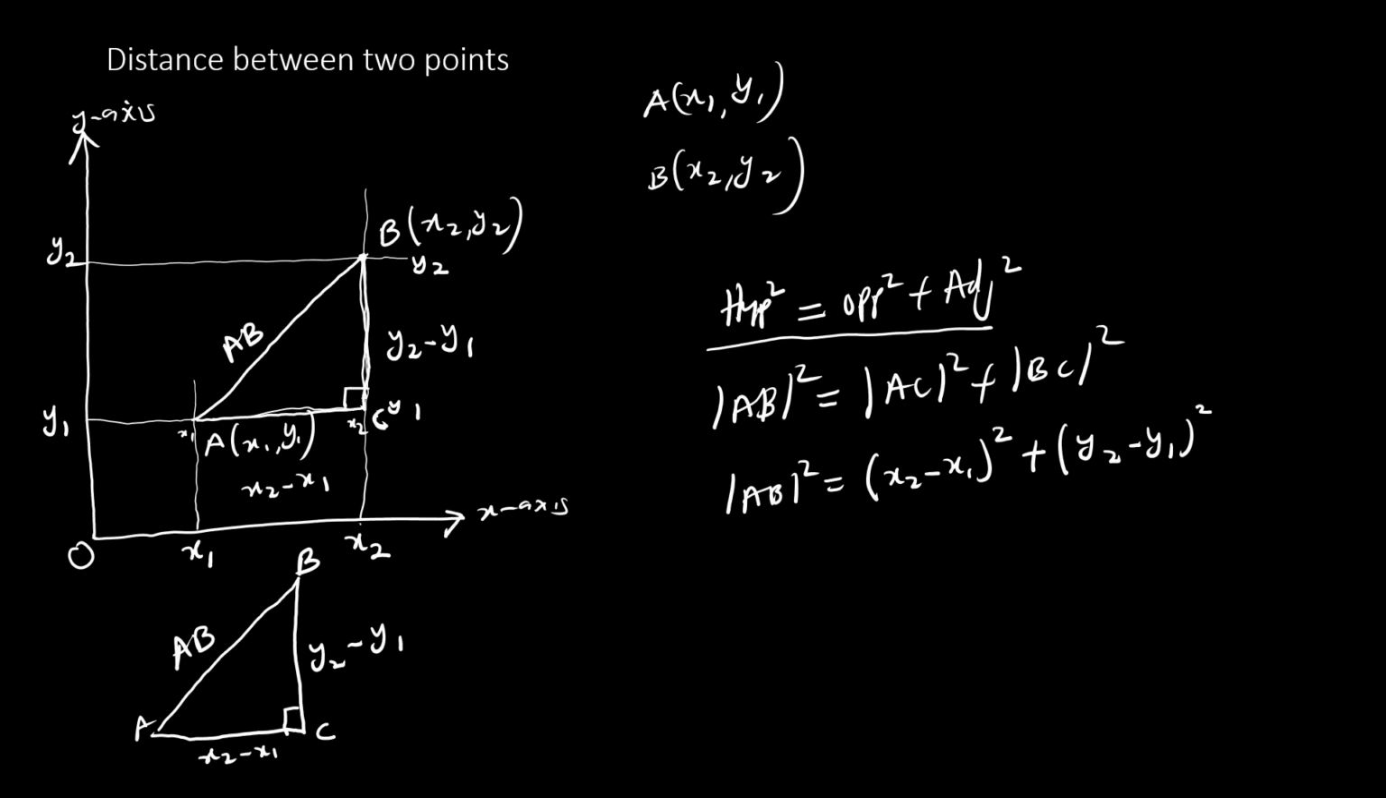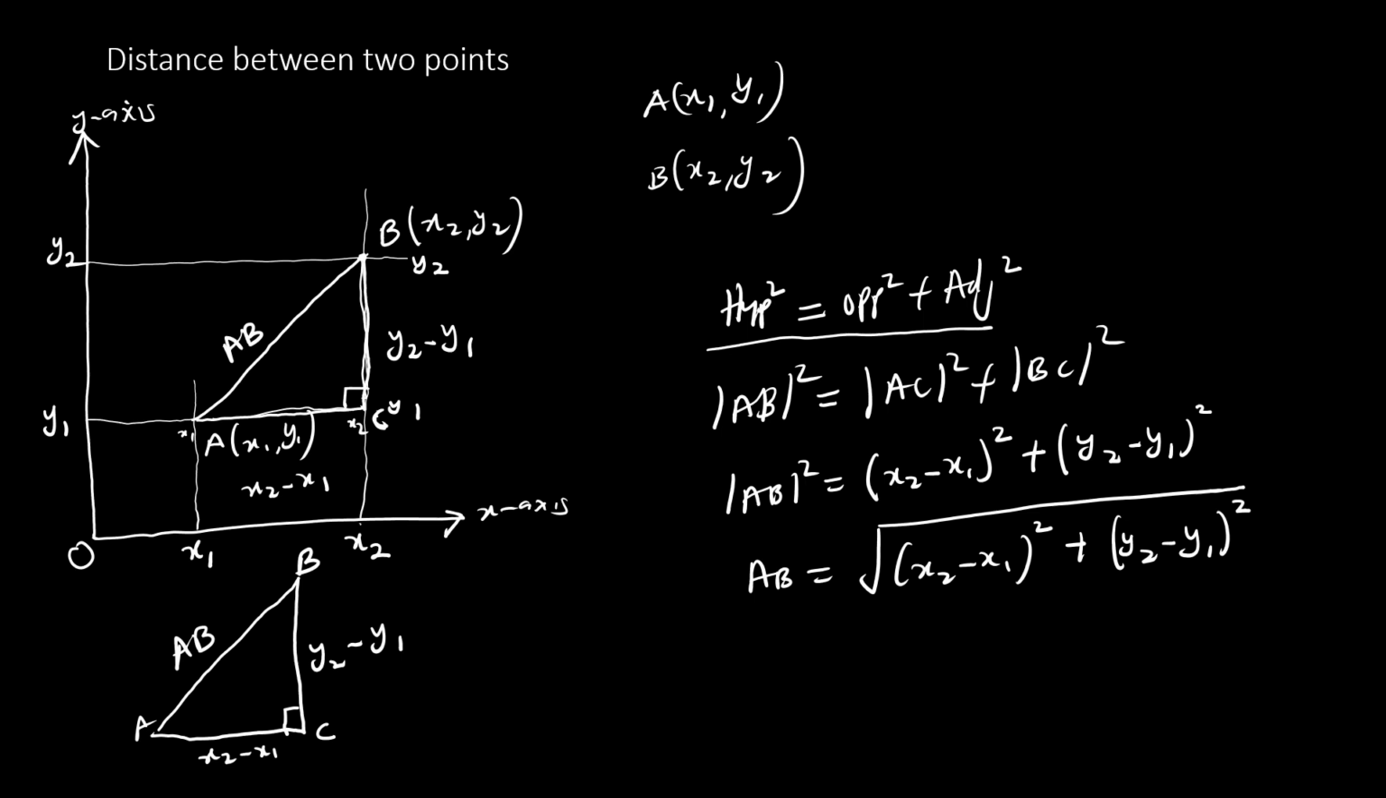Taking the square root of this to cancel out the square in AB, we now have line AB equal to the square root of x2 minus x1 squared plus y2 minus y1 squared. So we have the distance between point A and B to be the square root of x2 minus x1 squared plus y2 minus y1 squared. So this is the formula for finding the distance between 2 points.